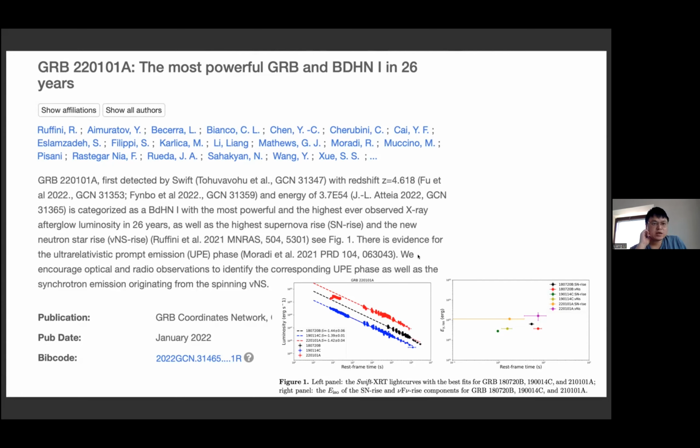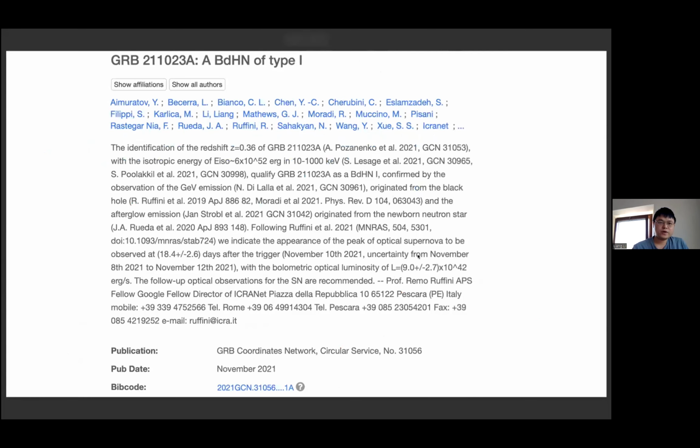We found that 220101A can be identified as the BdHN1 class. We also found another burst that can also be identified as a BdHN type 1 burst.